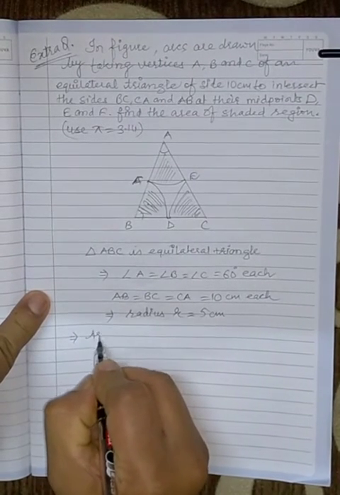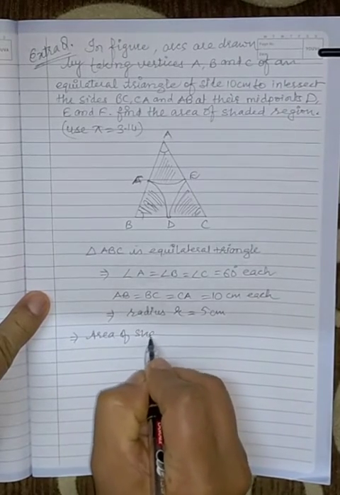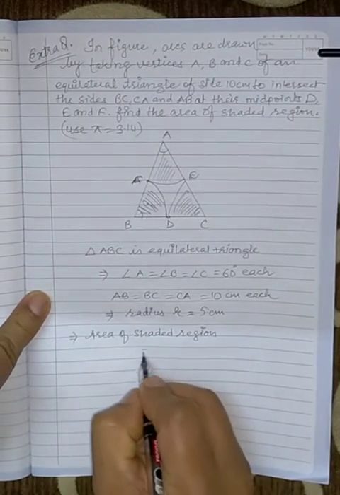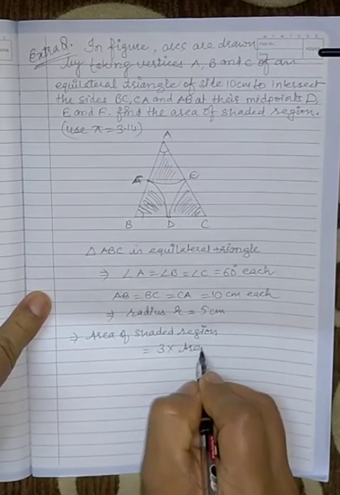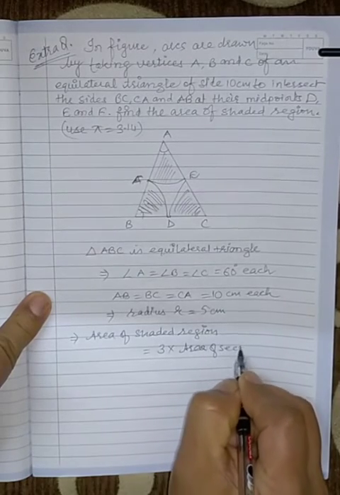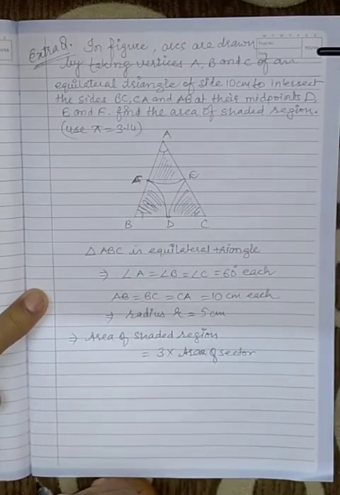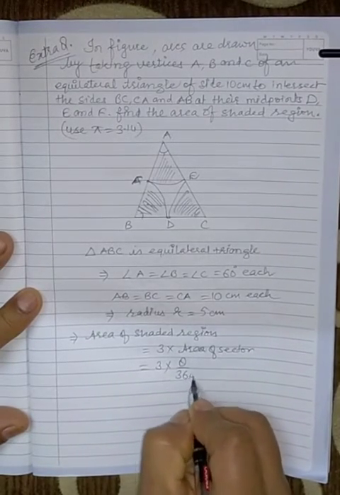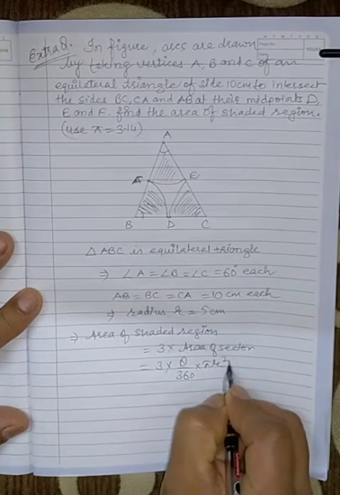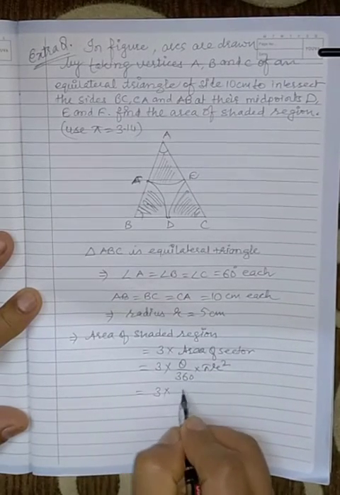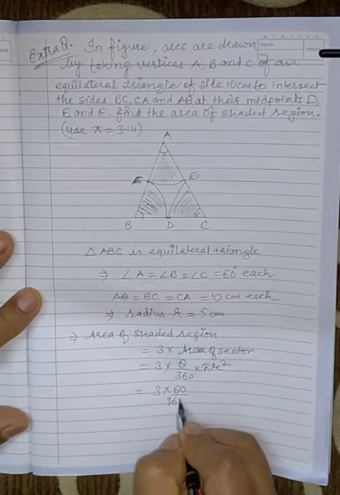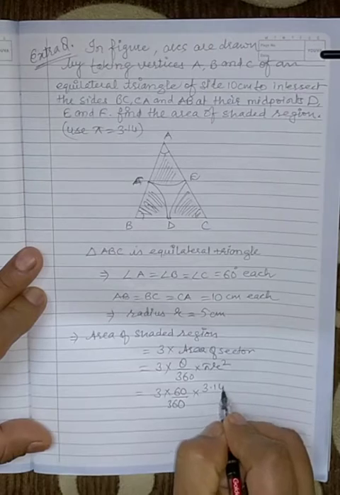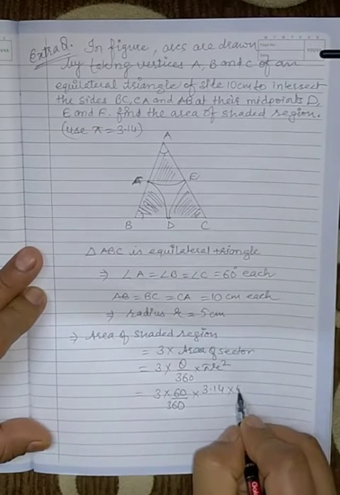That implies the area of the shaded region is equal to 3 into the area of a sector. That is equal to 3 into theta by 360 into pi r square. So 3 into 60 upon 360, the value of pi 3.14, and the radius is 5 into 5.